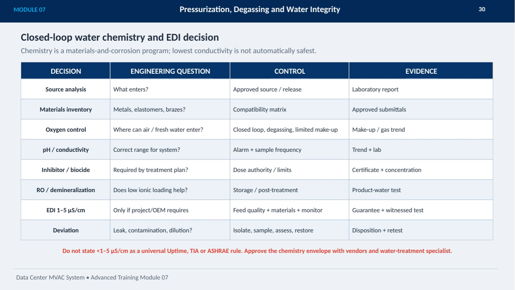Should deviations occur, such as leaks or contamination, protocols for isolation, sampling, assessment, and restoration are in place, followed by disposition decisions and retesting. Finally, it's crucial to remember, do not claim a universal conductivity standard of less than 1 to 5 microsiemens per centimeter as an absolute rule from Uptime, TIA, or ASHRAE. Instead, chemistry parameters must be approved collaboratively with vendors and water treatment specialists to define the appropriate chemistry envelope for each specific application.